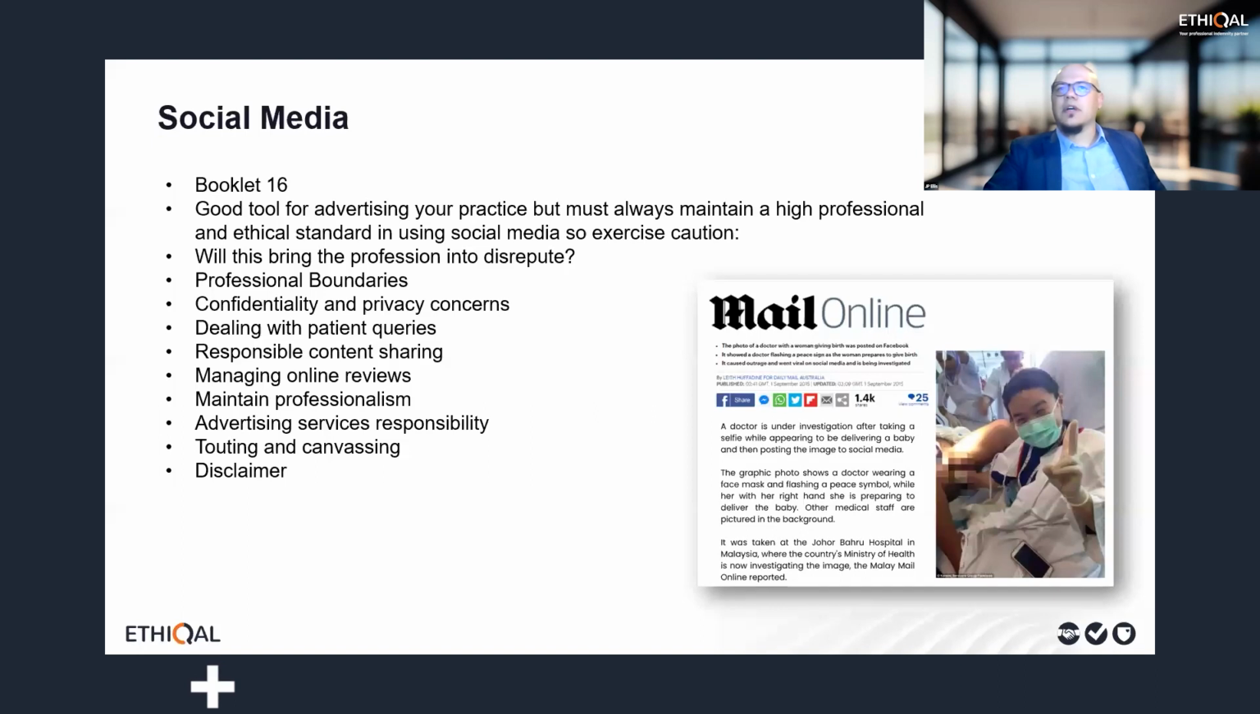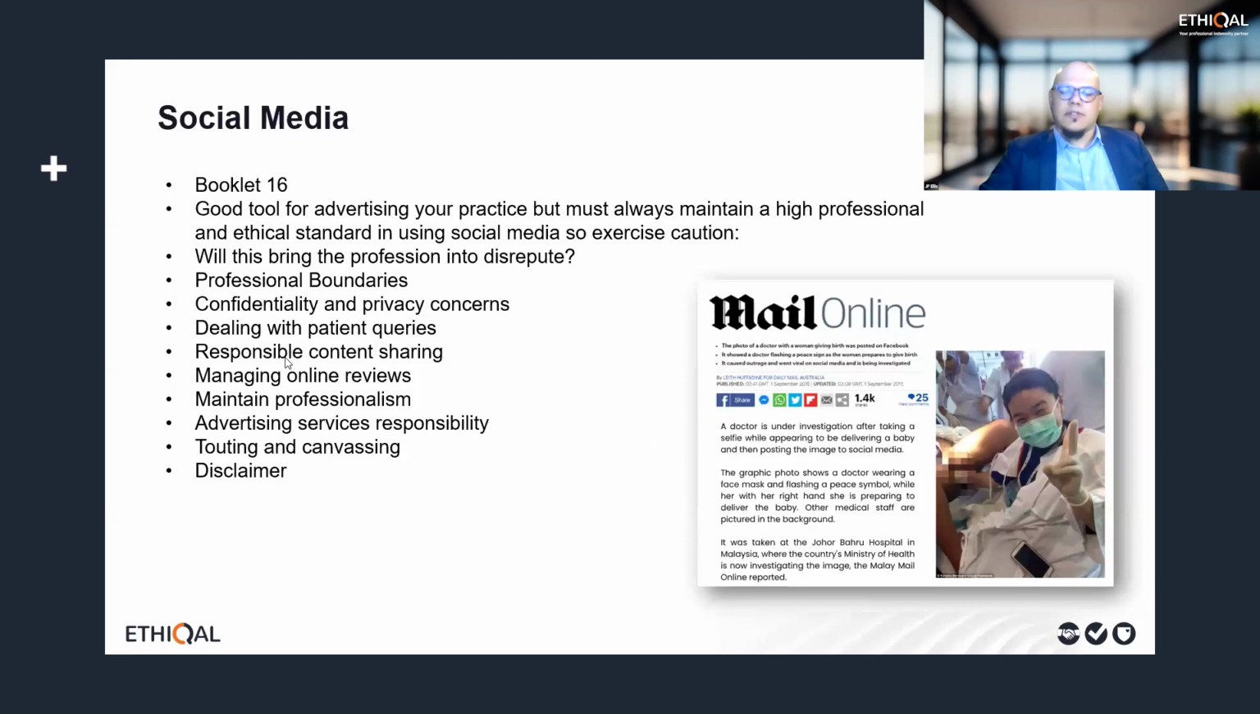So it's always important to have a good understanding of what's entailed when it comes to the usage of different platforms. Social media ethics is contained in booklet 16. It's a new booklet that was published in 2019, if I'm not mistaken. As I mentioned, it's a good tool for advertising your practice, but you need to exercise caution, because as Athol mentioned, you operate in a very strict ethical and legal framework when it comes to your profession and ethical standards. So always exercise a level of caution when using social media, but keep in mind that there's no impediment for you to use social media in your day-to-day practice.